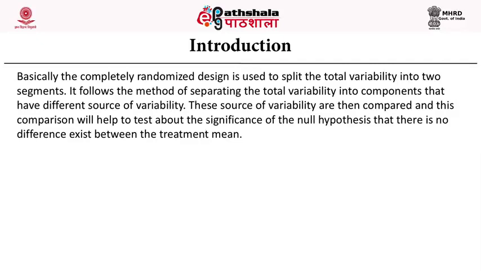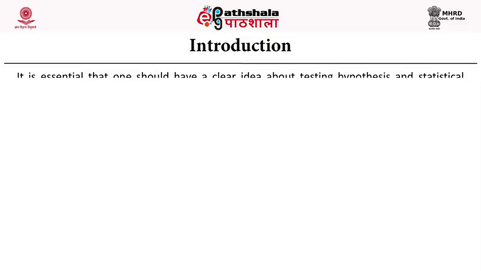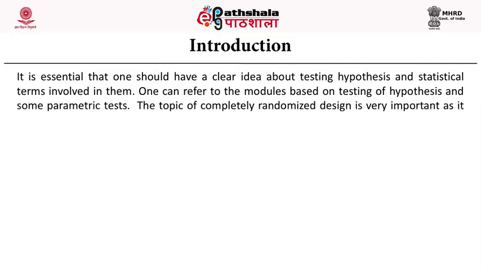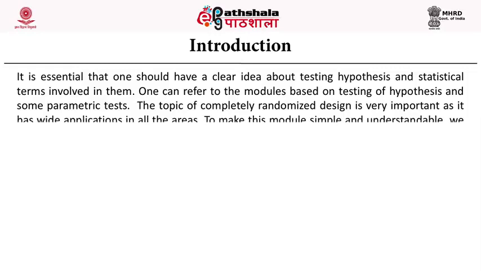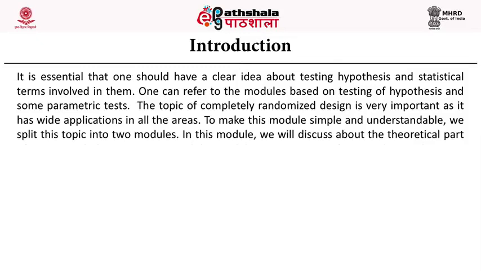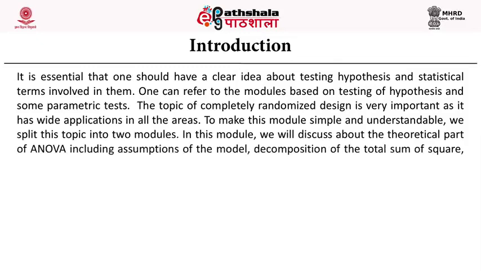It follows the method of separating the total variability into components that have different sources of variability. These sources of variability are then compared, and this comparison will help to test the significance of the null hypothesis that there is no difference between the treatment means. It is essential that one should have a clear idea about testing hypothesis and the statistical terms involved in them. One can refer to the modules based on the testing of hypothesis and some parametric tests. The test of completely randomized design is very important as it has wide application in all the areas.